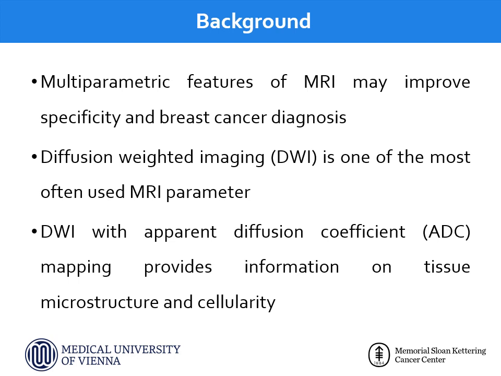Multiparametric features of magnetic resonance imaging were developed to increase the specificity and to improve breast cancer diagnosis. Diffusion-weighted imaging is one of the most often used MRI parameters in a multiparametric setting for breast cancer diagnosis. Diffusion-weighted imaging with apparent diffusion coefficient mapping provides information on tissue microstructure and cellularity that can be used for lesion characterization.